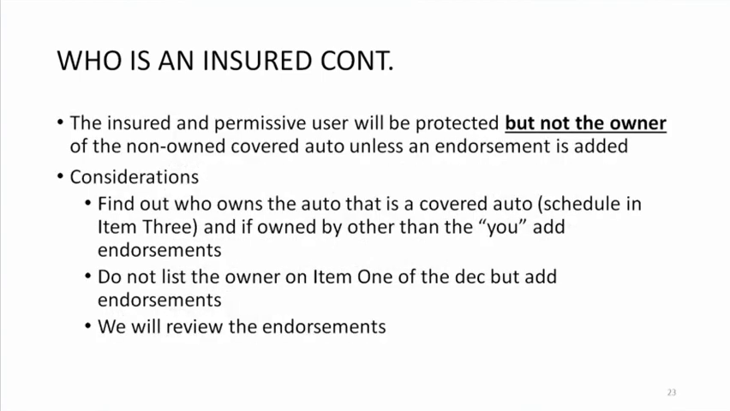But let's look at it a minute here. The insured and permissive user will be protected, but not the owners of the non-owned covered auto unless an endorsement is added. Consideration: find out who owns the autos, that is the covered auto, Schedule Item 3, or the insured will protect. If they're owned by other than the "you," you've got to add endorsements, which we'll go through yet in this hour. Do not list the owners on Item 1 of the dec sheet of the vehicle, just the owner or the owners of the legal entity. You add by endorsement. We'll review those endorsements here in a few minutes.